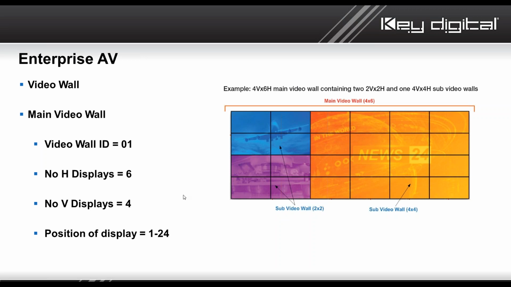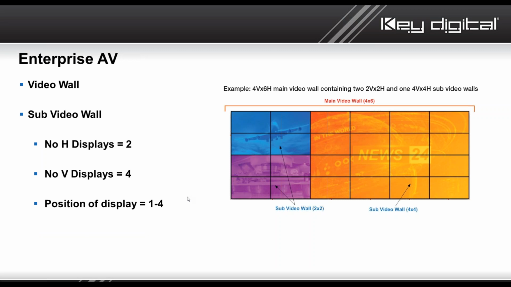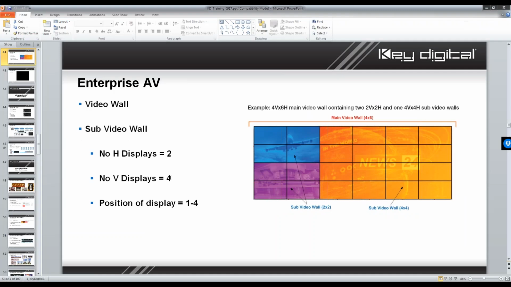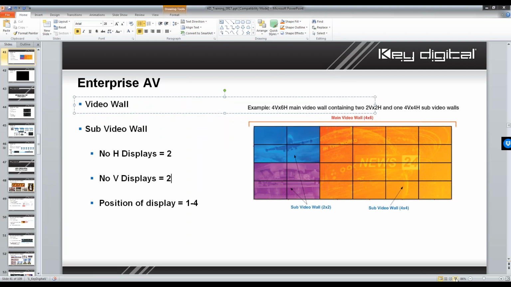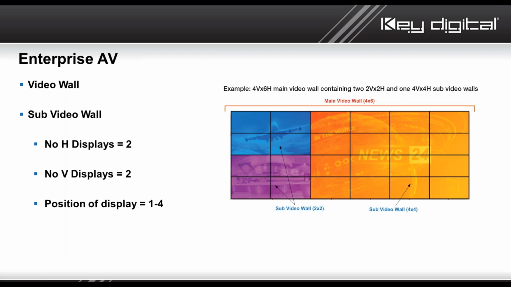From there, we take a look at the sub video walls. If we look at the number of horizontal displays and number of vertical displays, there you go, just fixing that. You have 2 by 2, we'll say in blue or purple, or 4 by 4 in the orange there, but we'll say these examples are 2 by 2. And the position of the display is going to be either 1, 2, 3, or 4. Very easy.